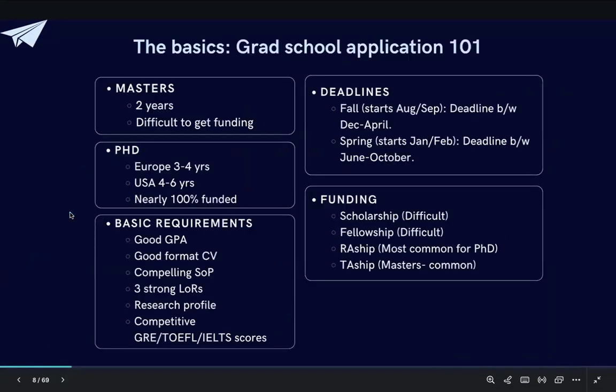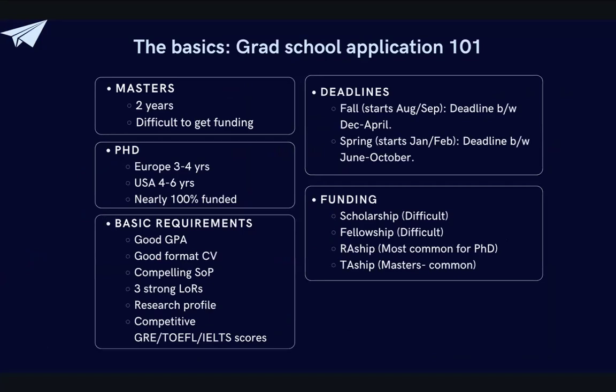So this is a little bit about the grad school application. If you're applying to a master's program, it takes 2 years to complete. If you're applying to a PhD program, it generally takes 4 to 6 years, depending upon the country you're applying in. If you're applying to Europe, it generally takes about a year less than the US. The basic requirements for applying to either masters or PhDs are a good GPA. Now if you don't have a good GPA, I'm going to tell you how you can offset that. Then a CV, SOP, 3 LORs (letters of recommendation), a good research profile, and GRE scores if applicable.